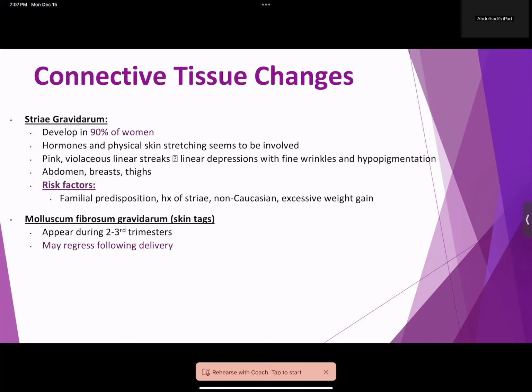And of course, skin tags as well can happen with weight gain, insulin resistance, especially if she gets high glucose during her pregnancy. That can also increase the risk of skin tags.